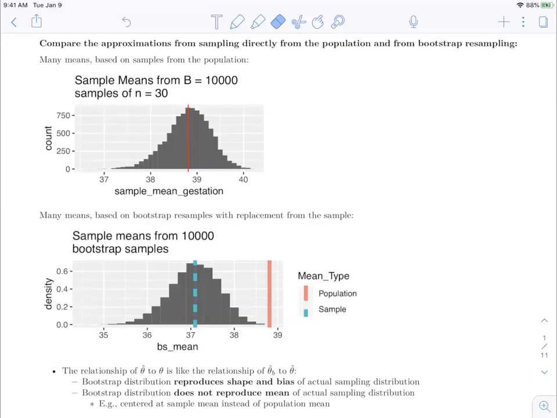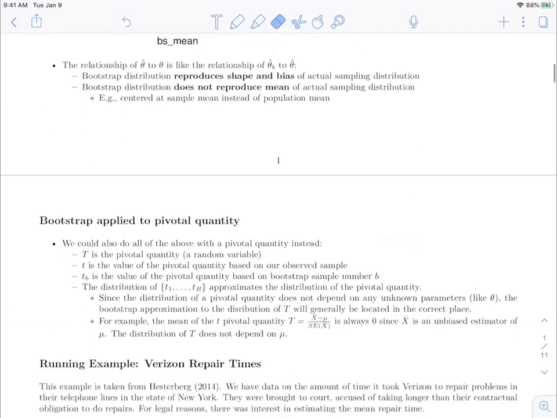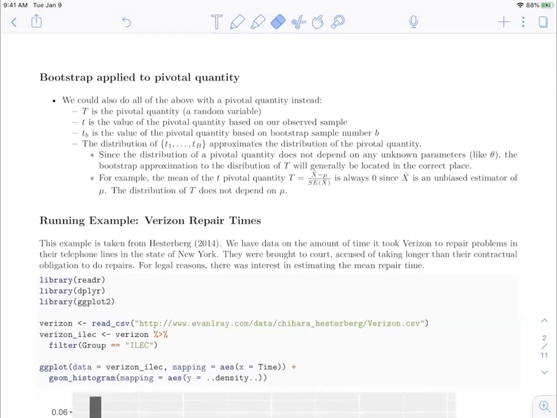So I think that's all that I had to say there. And like I said, mostly we talked about the idea of the bootstrap in the context of an estimator, but it can be equally applied to a pivotal quantity, and things are a little bit nicer when you apply it to a pivotal quantity, actually.